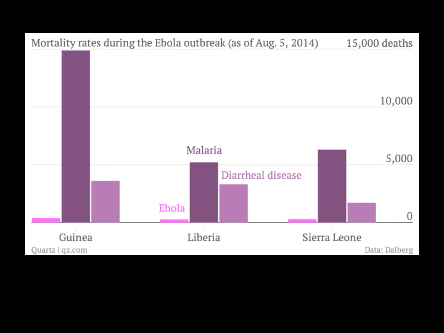And the Ebola deaths are really tiny. Compare that to things that don't always make the news, like deaths from diarrheal diseases in the light purple and deaths from malaria in dark purple. And as you can see, there's way more deaths from these other diseases that don't make it into the news. So it's like society is choosing to bury its head in the sand with malaria and diarrheal diseases of children, but then when Ebola hits, it's huge news.